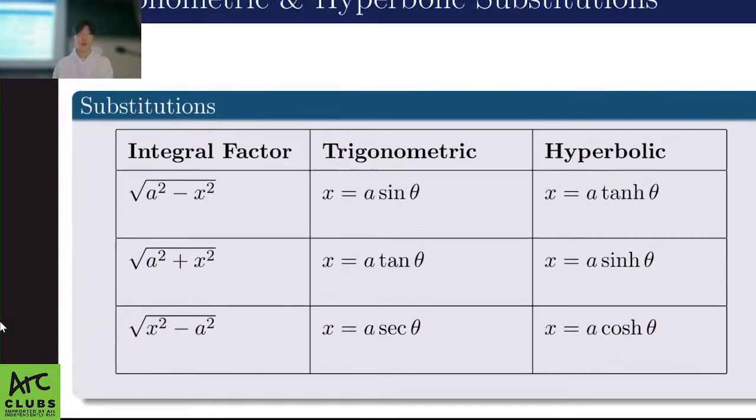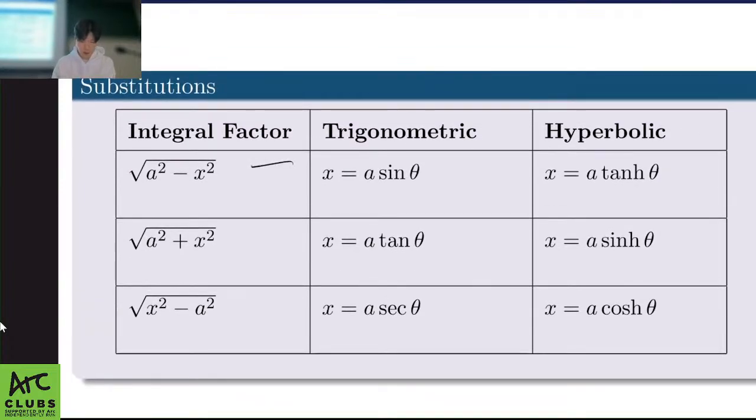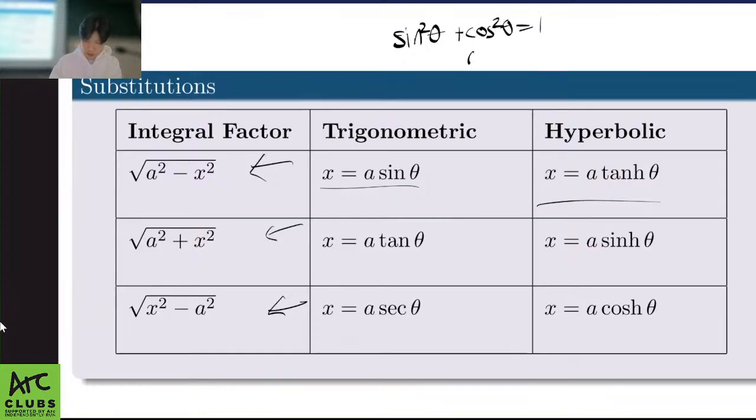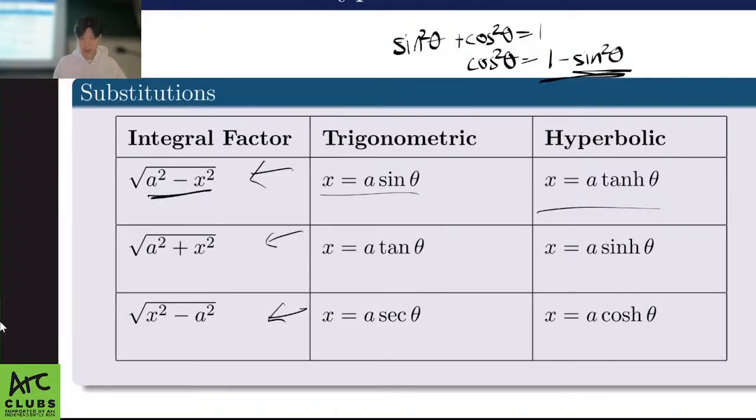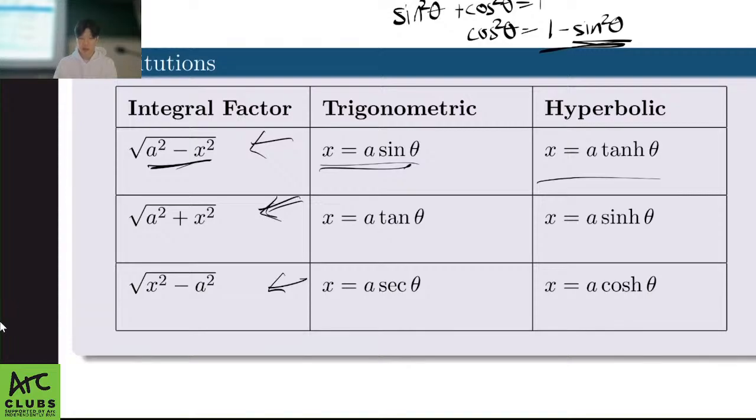Now here are some other substitutions that depend on what our integral looks like. So if it's a squared minus x squared, we use this substitution or this hyperbolic trig one. Now the way we get it is, if say I have sine squared theta plus cos squared theta equals 1, that means cos squared theta is going to be 1 minus sine squared theta, which resembles a squared minus x squared. That's why we let x equal a sine theta here. And using the other trig identities, we get a tan theta and a sec theta for the other ones as well. And also the hyperbolic ones.